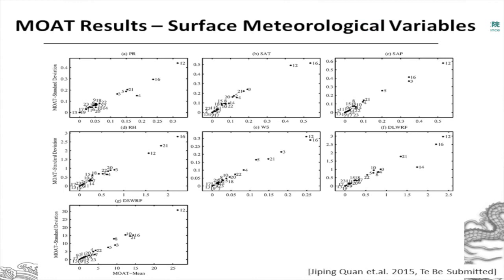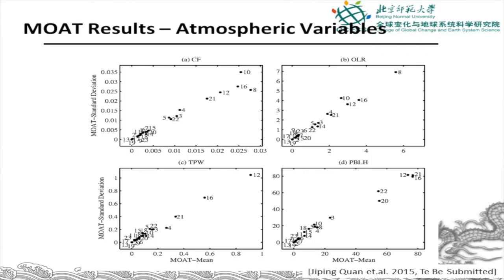So this is also, we look at some other variables. These are the precipitation I just presented, and then we also look at the surface temperature, the surface pressure, the relative humidity, the wind speed, the downward non-wave radiation, and the downward short-wave radiation, etc. We also look at the cloud fraction, which parameters are sensitive, and then the outgoing non-wave radiation, the total precipitated water, and the planetary boundary layer height.